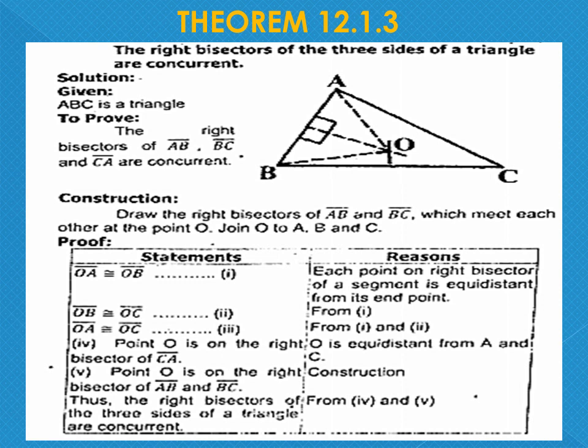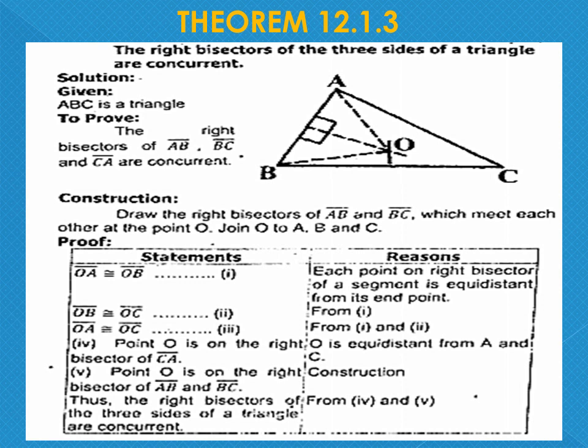The right bisectors of the sides of a triangle are concurrent. Here one new word is there, concurrent. What is meant by this? It means a point where two or more lines meet. The point is known as a concurrent point. So here he is saying the right bisectors of the sides of a triangle are concurrent.